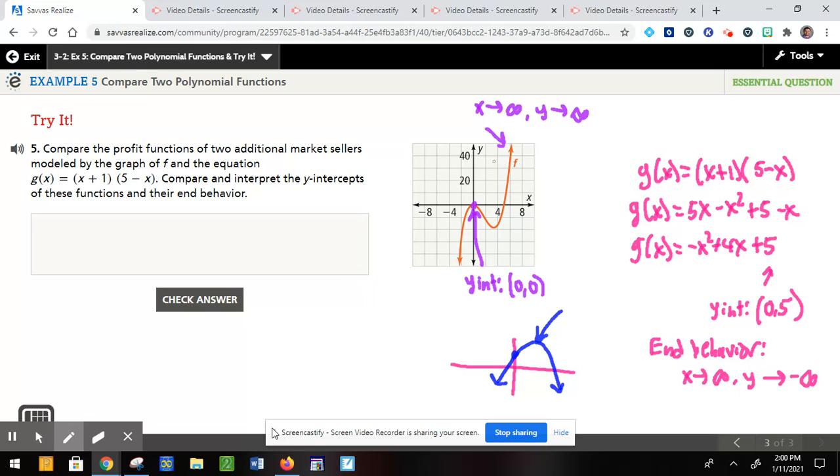All right. So try the exit ticket, and we'll go over that in class tomorrow. Let me know if you have any questions.